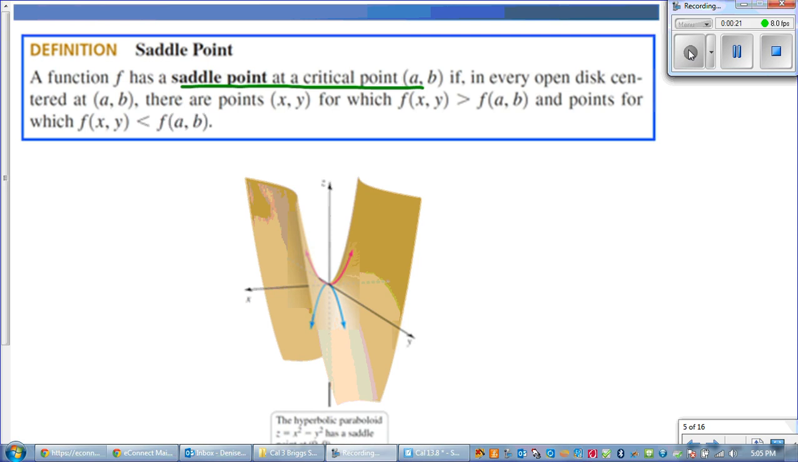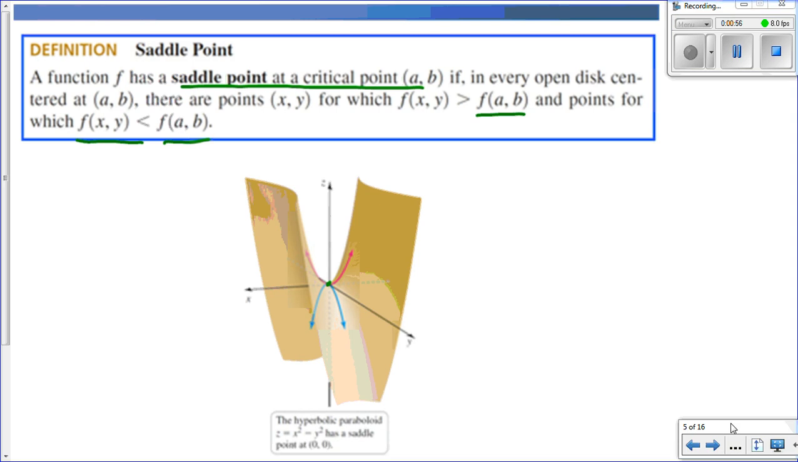points for which f(x, y) is bigger than the z value at (a, b), and it has points where the z value is smaller. So in other words, you'll have higher and lower points than the z value at (a, b). You can walk up the hill from there, or you could walk down the hill from there. Okay, so that's a saddle point, and you can see from the picture why it might be called a saddle point.